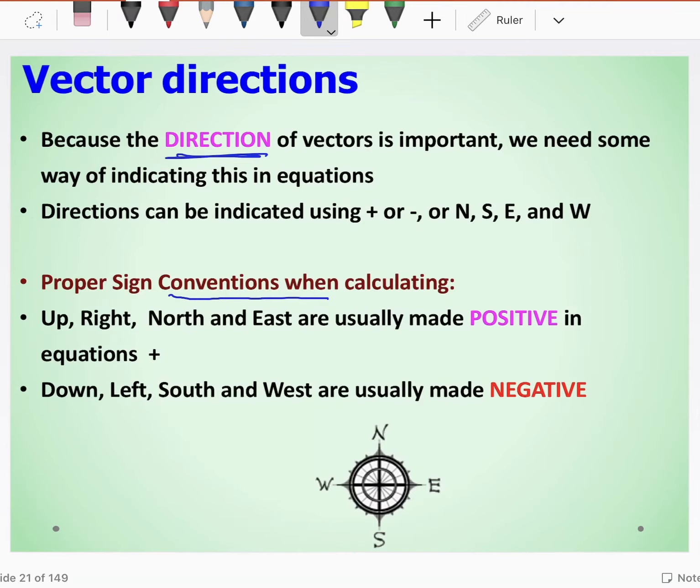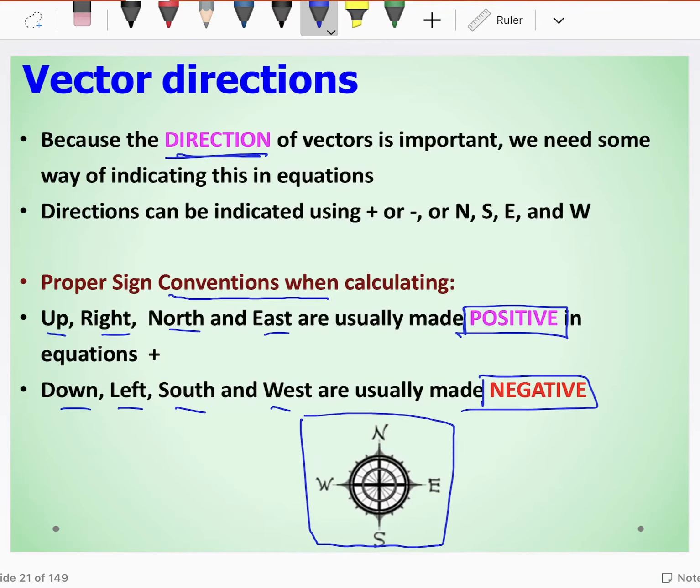Typically, the directions of up, right, north, and east are considered to be the positive directions. So in an equation, we would write those as positive. That leaves down, left, south, and west to be negative. It is important that you're familiar with your compass directions. So you should be aware of north, east, south, west.